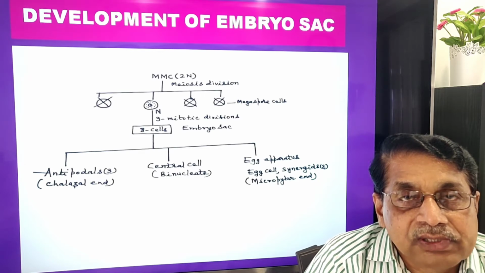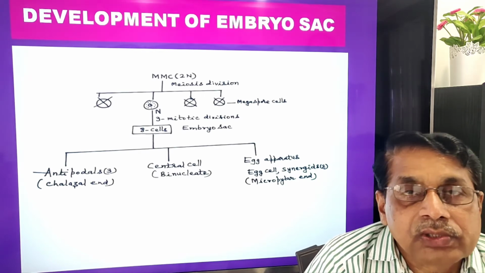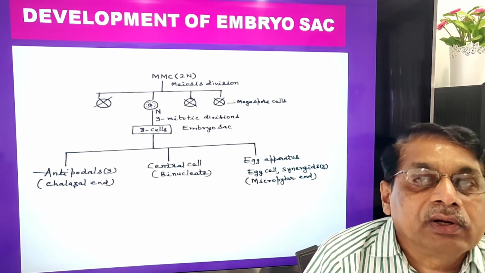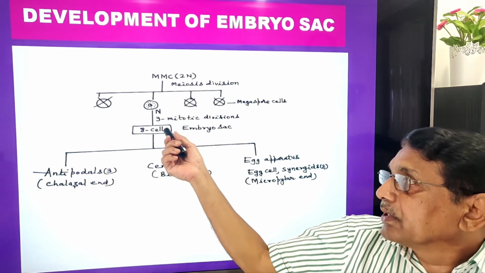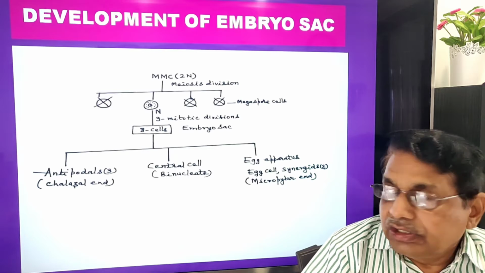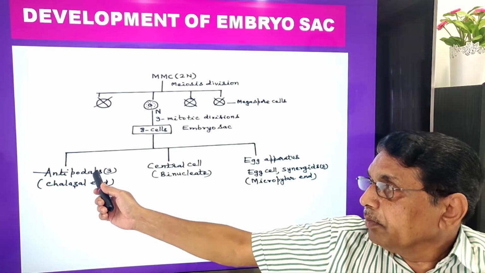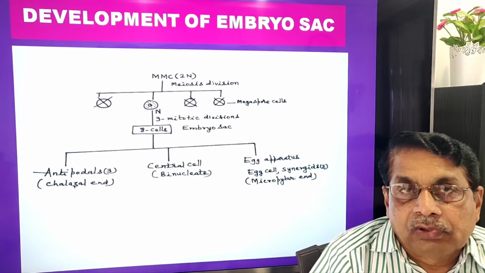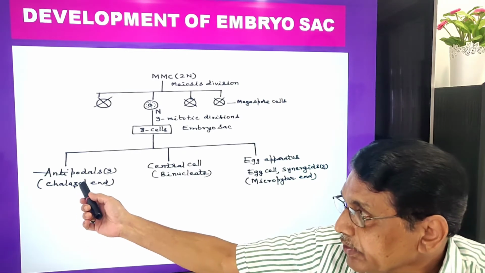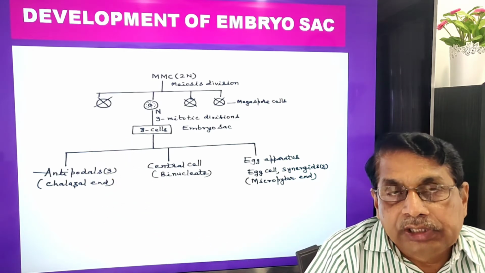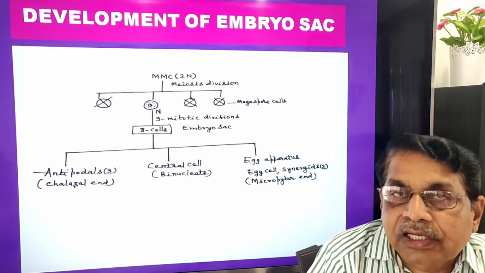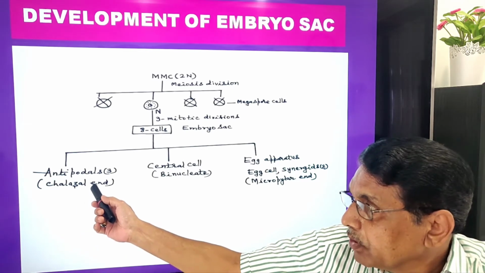As a result of the first division, 1 cell becomes 2. The 2 again undergo a mitotic division and become 4. The 4 cells again undergo mitotic divisions, giving 8. 8 cells result. Out of these 8 cells, 3 are antipodals. In the embryo sac, they go towards the chalazal end. The 3 cells present in the embryo sac towards the chalazal end are called antipodals.